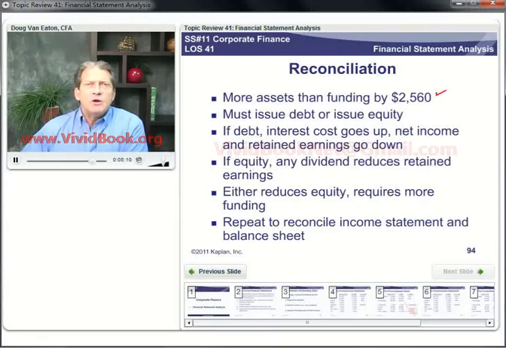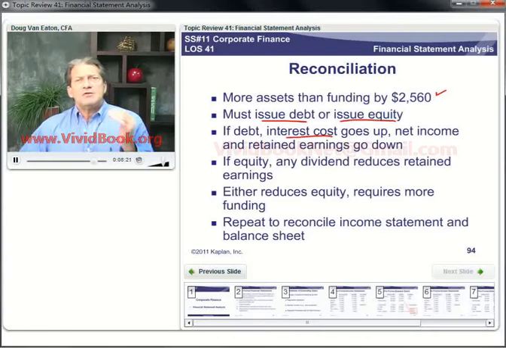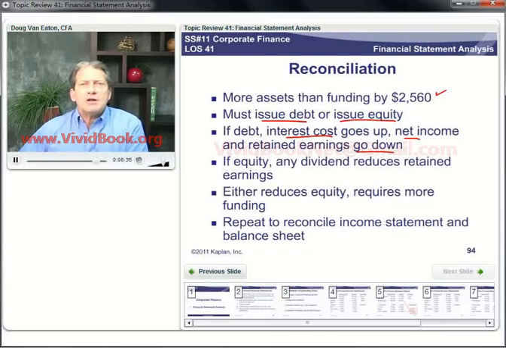So what could we do? Well, we could issue debt or we could issue equity. If we issue debt, we're going to have additional interest costs. Interest goes up, net income and retained earnings go down. So we wouldn't really be reconciled. We'd have to do it multiple times. If we issued equity and there's dividends on that equity, that would also reduce retained earnings, and we wouldn't really balance out exactly after one round of that either.